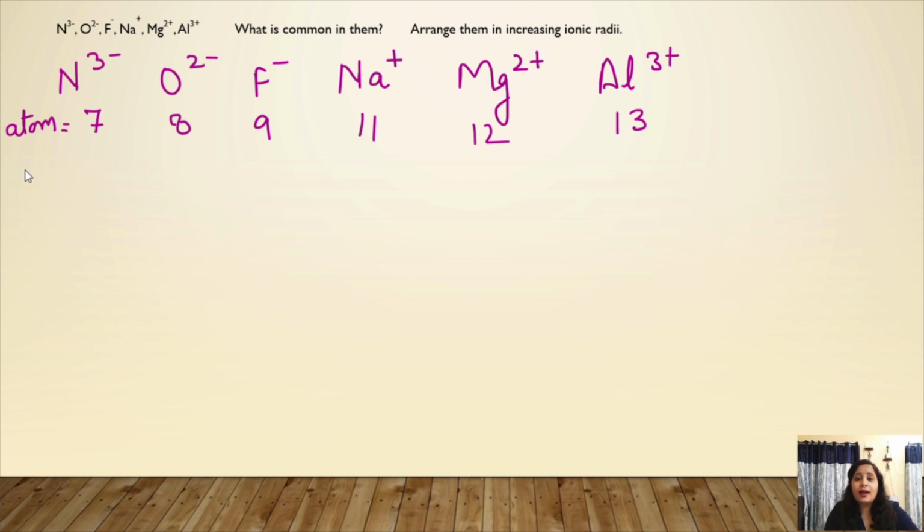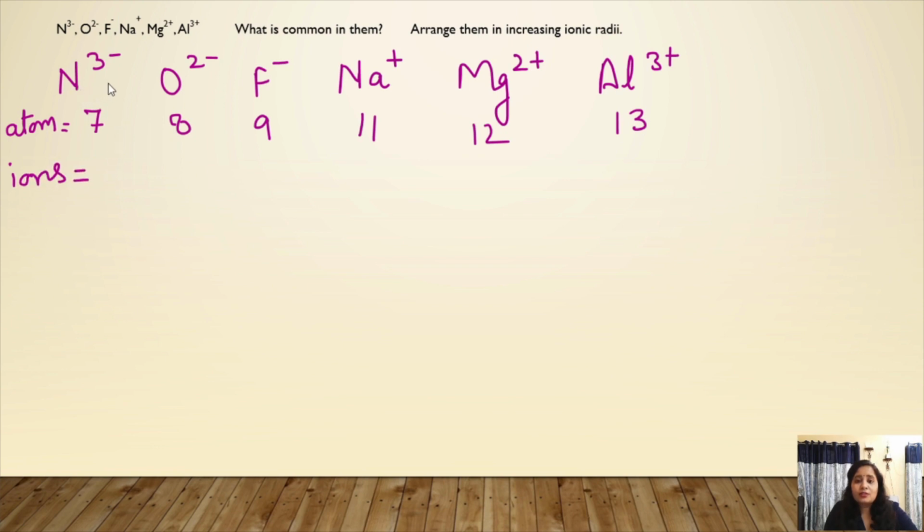When there is a nitrogen atom, it has 7 electrons. We can say oxygen atom has 8 electrons. But here these species are in the ionic form. As we can see, plus charge and minus charge are there, so it means they are in ionic form.